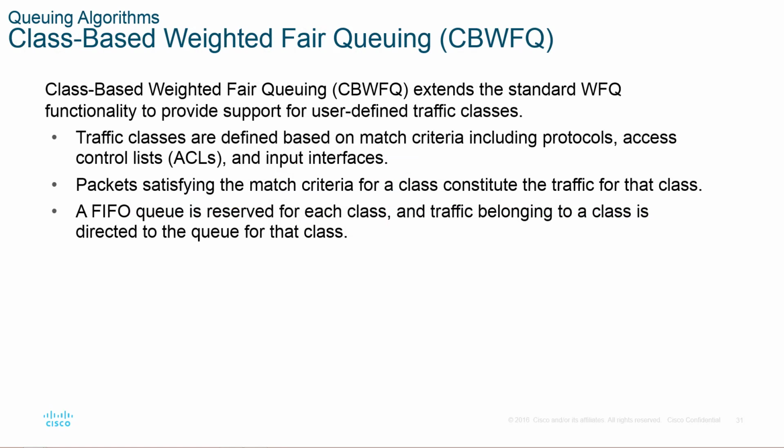A class can be assigned characteristics in class-based weighted fair queuing, such as bandwidth, weight, and maximum packet limit. The bandwidth assigned to a class is the guaranteed bandwidth delivered during congestion. So packets belonging to a class are subject to the bandwidth and the queue limits, which is the maximum number of packets allowed to accumulate in the queue, and that characterizes the class.